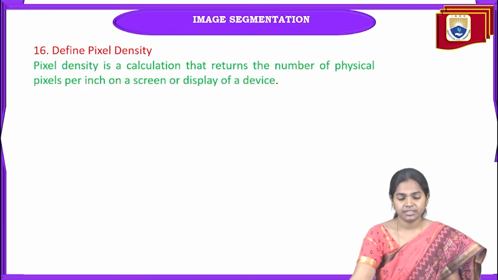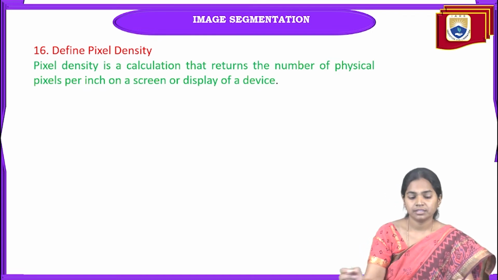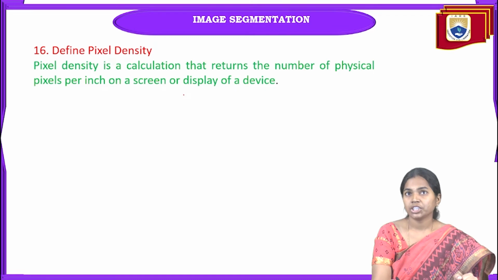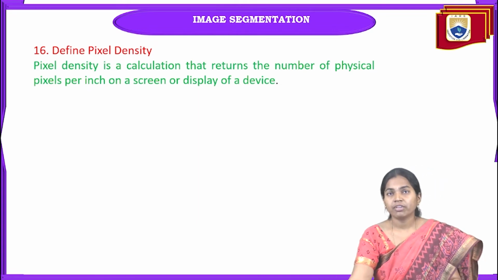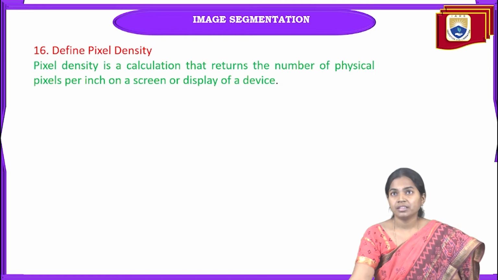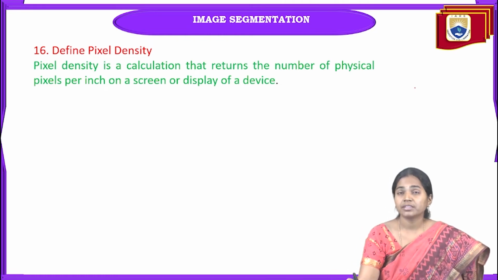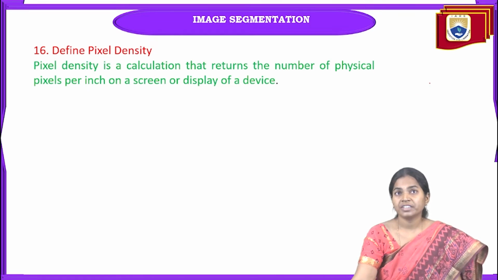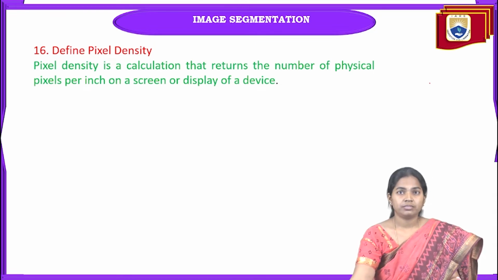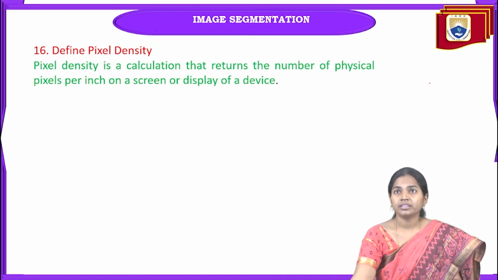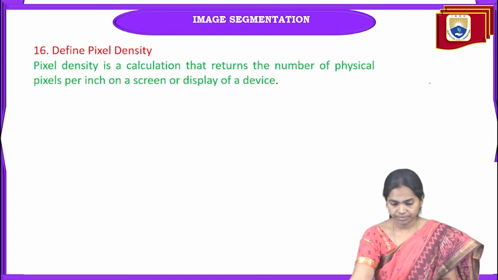Define pixel density. Pixel density is a calculation that returns the number of physical pixels per inch on a screen or display of a device. So defining pixel density means the number of pixels we are using in that image, and pixel density is a calculation that returns the number of physical pixels per inch. Consider any TV screen: physical pixels per inch on a screen or display of a device.